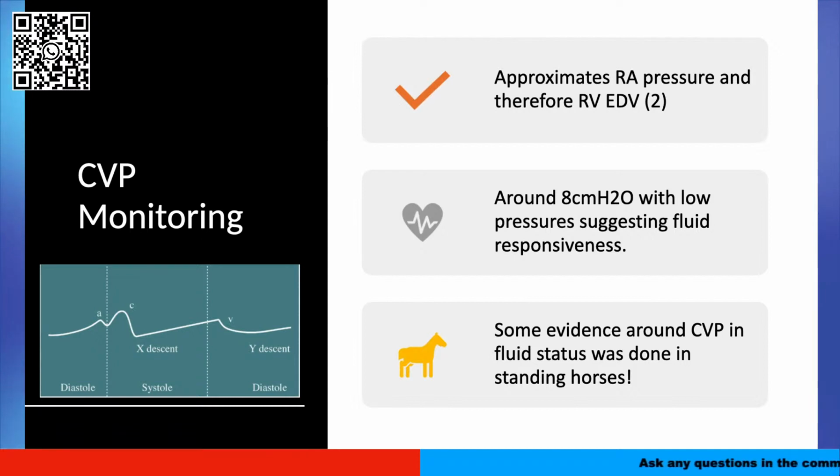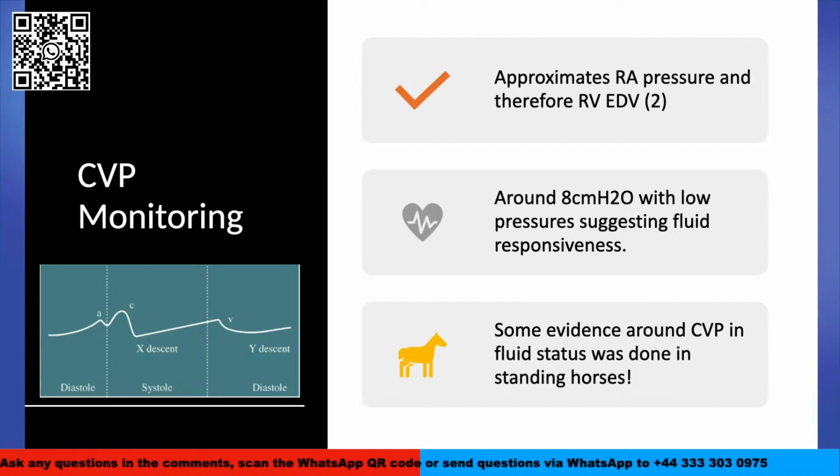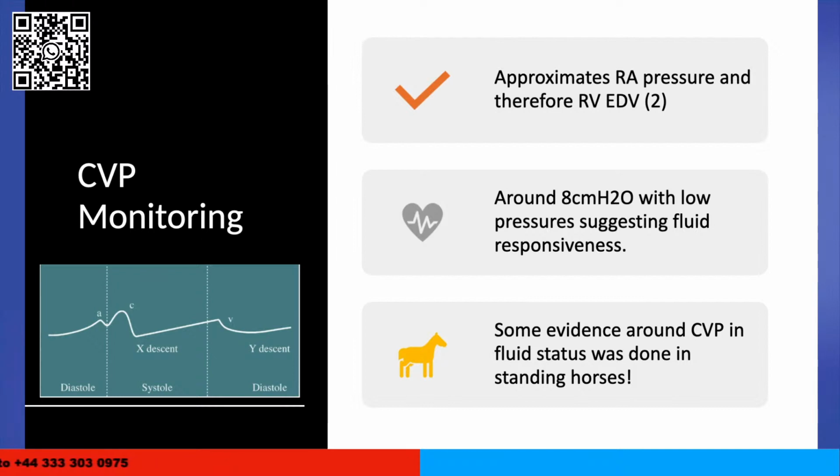Unfortunately, some evidence around CVP and fluid status is lacking, with several studies done on standing horses. In addition, its accuracy as a marker of left ventricular preload is questionable, particularly in the critically unwell patients, with disrupted venous tone, ventricular compliance, and intrathoracic pressures.